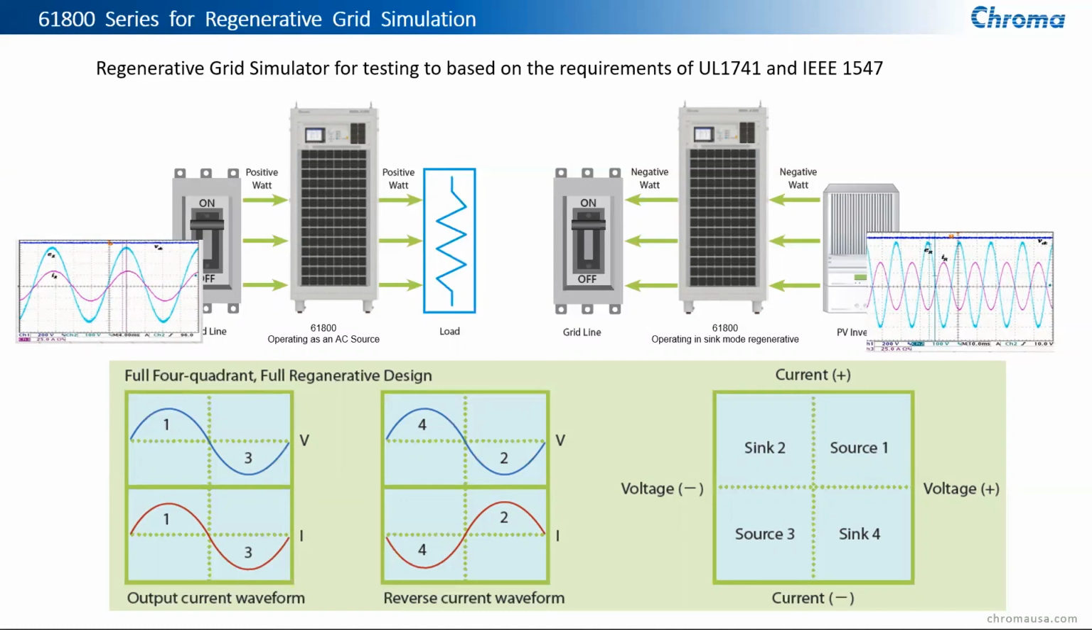And we do it at 80% efficiency, meaning that 80% of the power from the PV inverter goes directly back to the grid, and only 20% is dissipated internally in our 61800 AC source or grid simulator when it's sinking current and power back. So only 20% dissipation means that, compared to a fully dissipated load, your power levels and the heat generated in your facility go down, and you also get the benefit of putting power back on the grid.